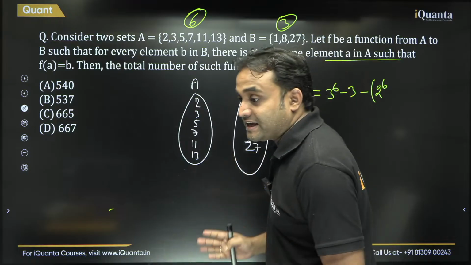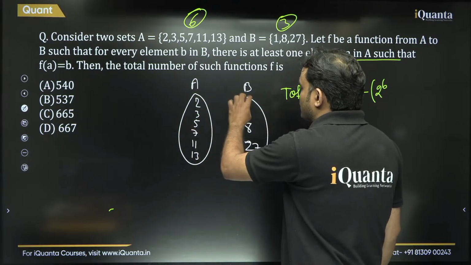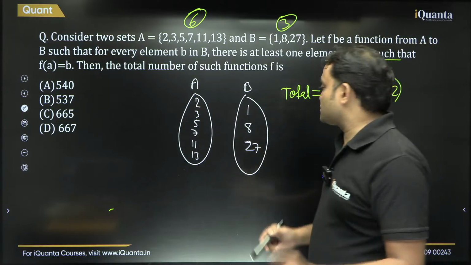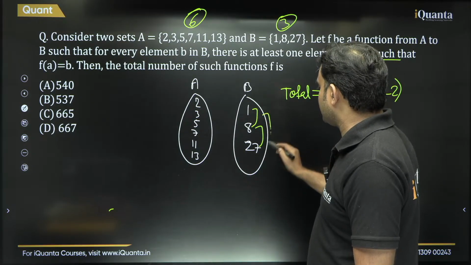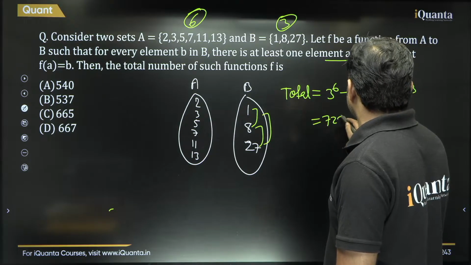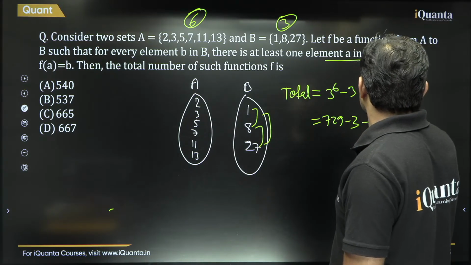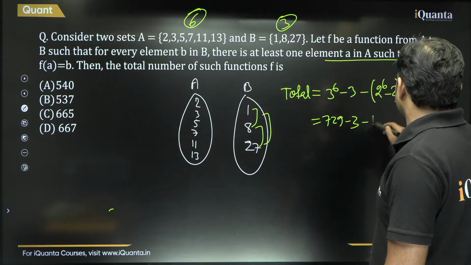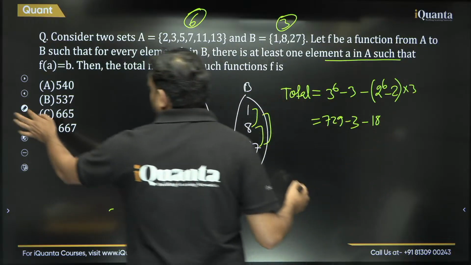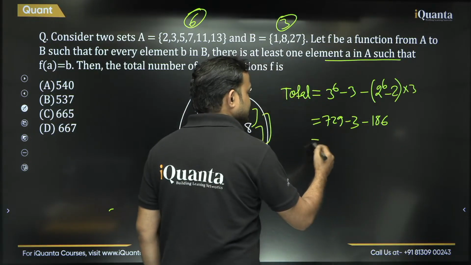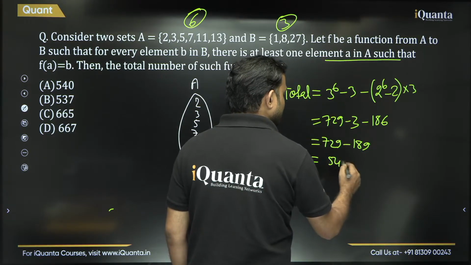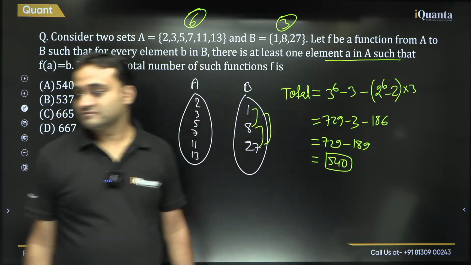Now there will be one case where each of these has assigned to 1, each of these has assigned to 1, so minus 2. Now अब 3 cases होंगे, या तो ये दोनों या ये दोनों या ये दोनों. So minus into 3. What are the values we are getting? 729 minus 3 minus 62 into 3 is 186. So what we can say, 729 minus 189, which will be equal to 540. ठीक है?